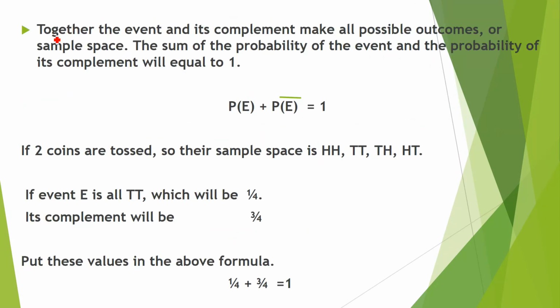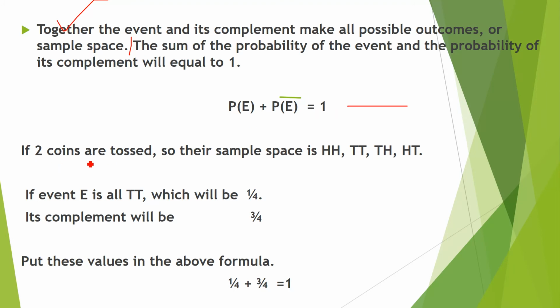Okay, same thing I have written here, then we will discuss this. Together the event and its complement make all possible outcomes, or the sample space. It is clear, right? Now the second, we will discuss this part. The sum of the probability of any event and the probability of its complement will equal 1. This is very important: the sum of the probability of the event and the probability of the complement equals 1.